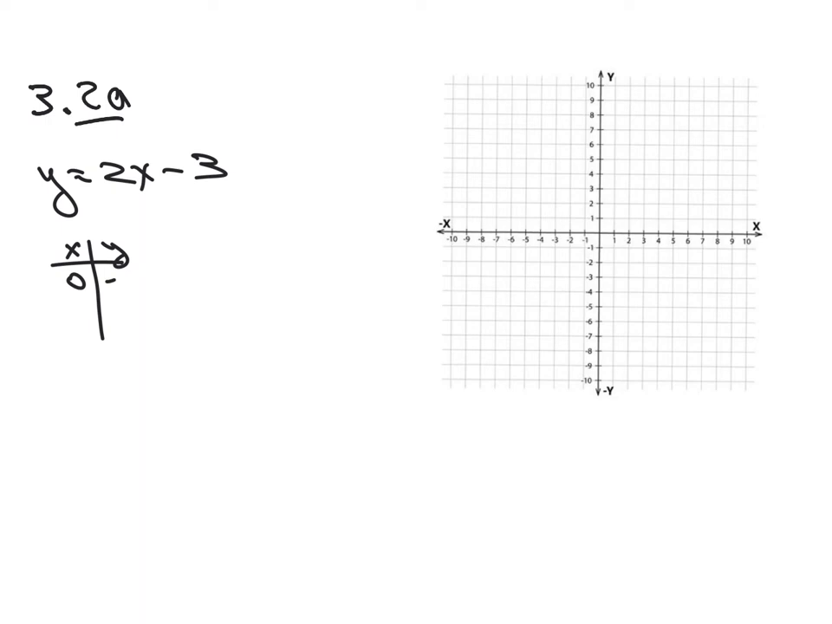If we put 0 there, our y is -3. If we put a 2 in there, 2 times 2 is 4, minus 3 is 1. Or if we put a -2 in there, -2 times 2 is -4, minus 3 is -7. So that gives us enough to actually graph our line. And we get that point, and then finally -2, -7. All right, so we get a line that goes through all 3 of those points. See how straight I can draw it.